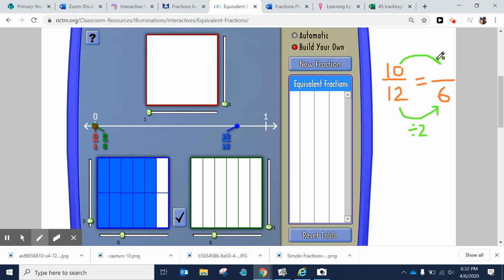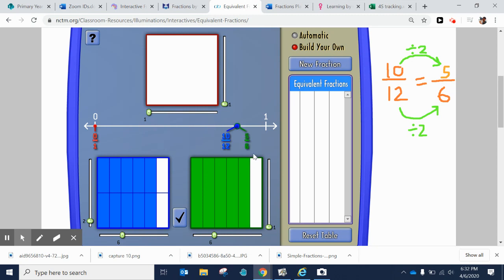whatever we do to the bottom, we must do to the top, and vice versa. We divide that by 2, then our answer should be 5/6. Well, let's see if that's correct. So we're going to try and colour in the exact same amount of space. We're correct. You can see that 10/12 and 5/6 are on the exact same space on our number line that goes all the way to 1 whole one.